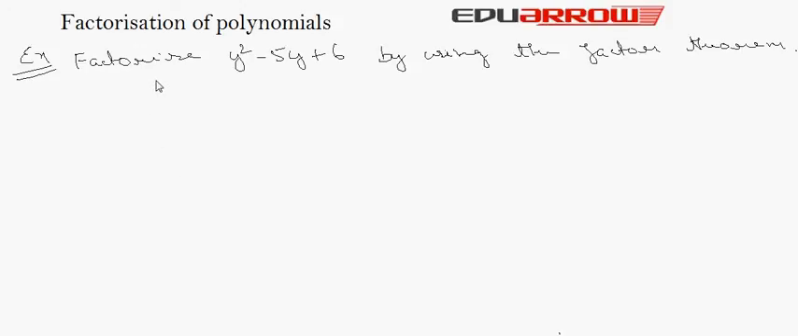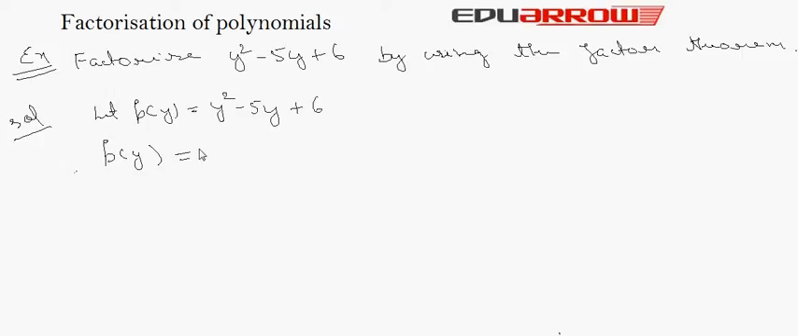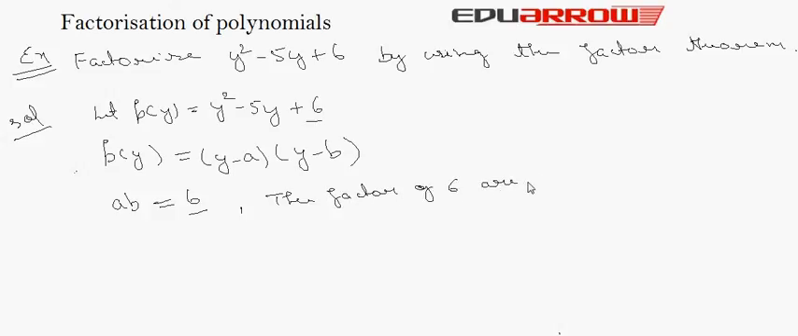Last example is: factorize y square minus 5y plus 6 by using the factor theorem. Let p(y) be equal to y square minus 5y plus 6. Let's consider p(y) is equal to (y minus a) and (y minus b). So we know that here the constant term will be ab, that is equal to 6. Now to look for the factors of p(y), we look for the factors of 6. The factors of 6 are 1, 2 and 3.